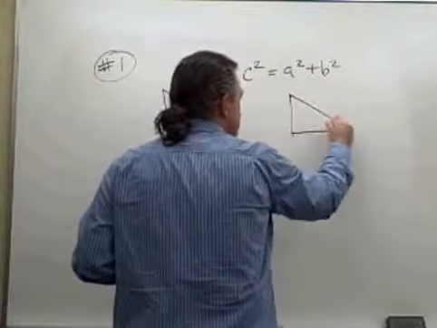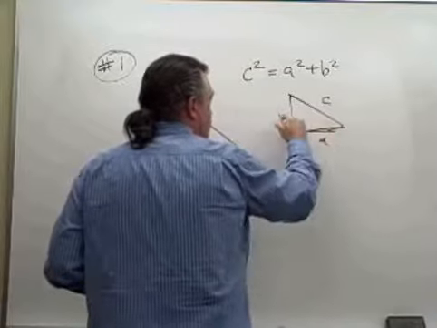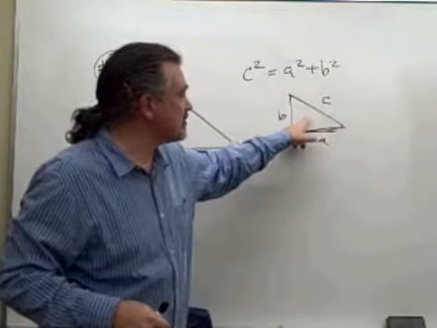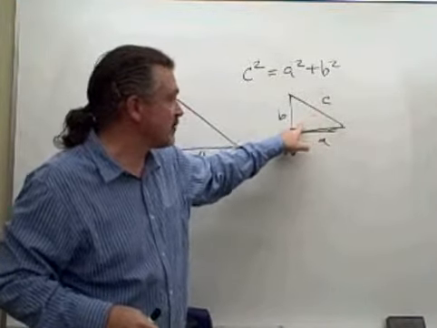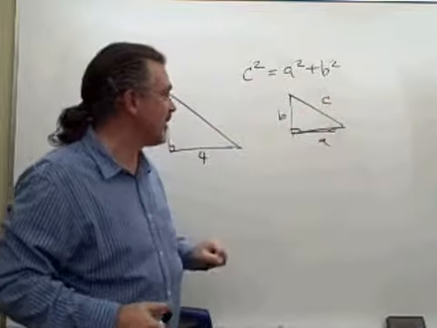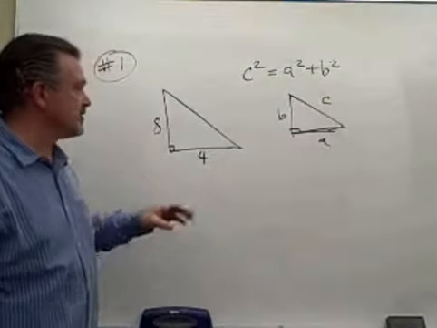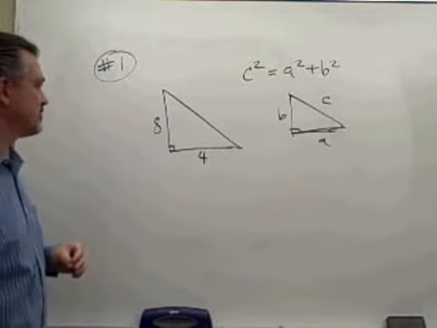For any right triangle, c squared, which is always associated with the hypotenuse. The letter C is always associated with the side opposite the right angle, the hypotenuse. C squared equals A squared plus B squared. So we can determine the length of any side if we know the lengths of the other two sides.